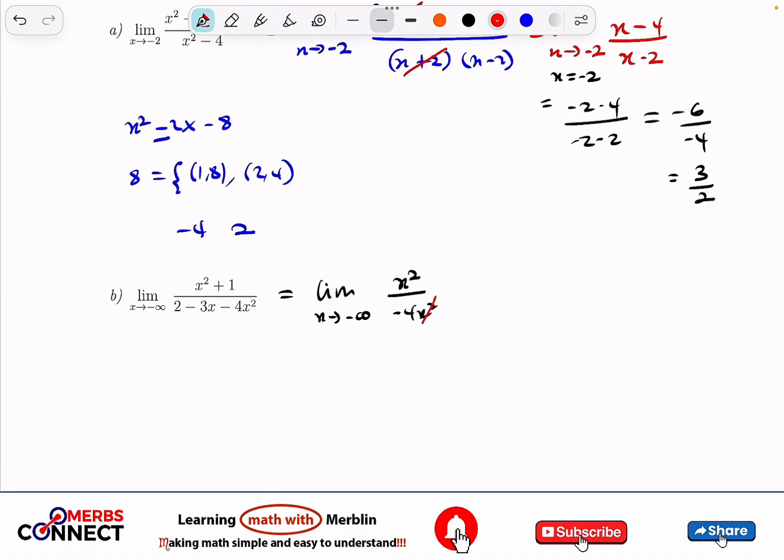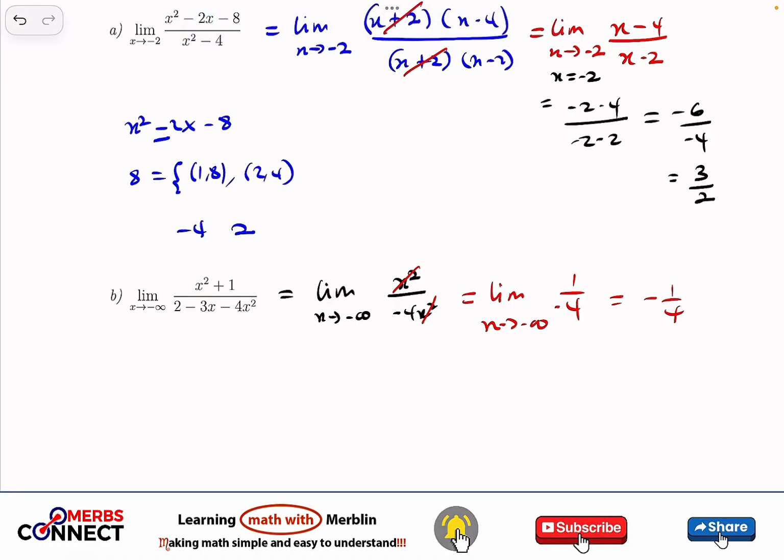Then x squared will cancel x squared. So this is the same as the limit as x is approaching minus infinity of 1 divided by minus 4, and this is minus 1 divided by 4, because this does not depend on x. So it's just giving us the constant here.